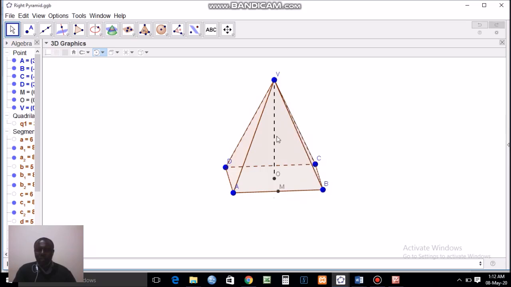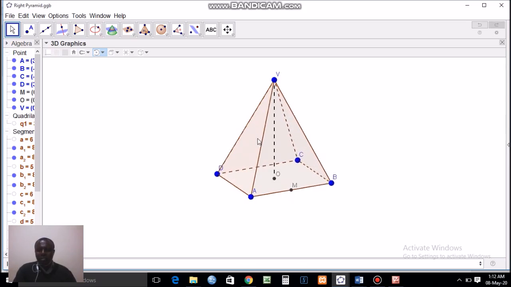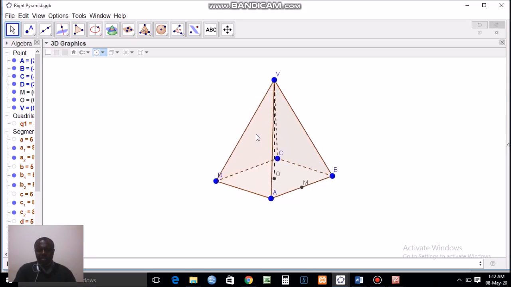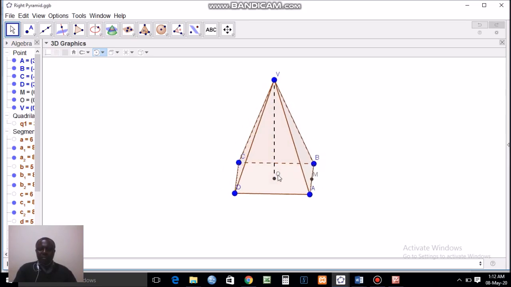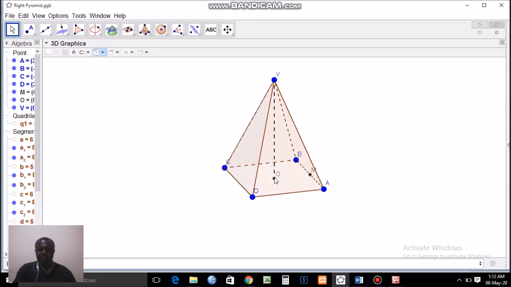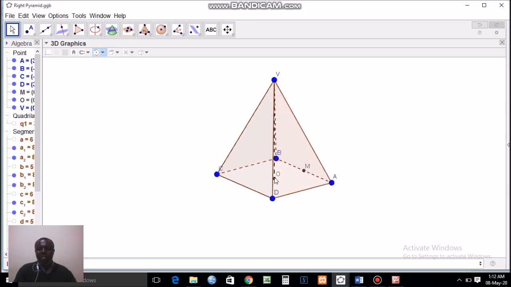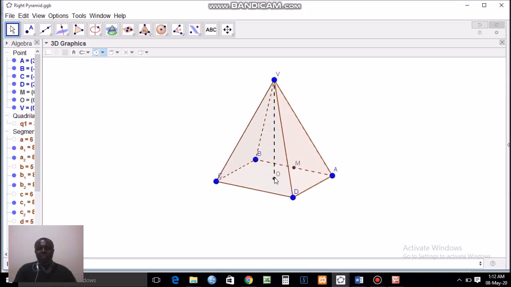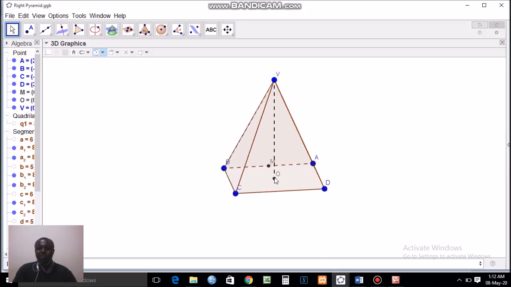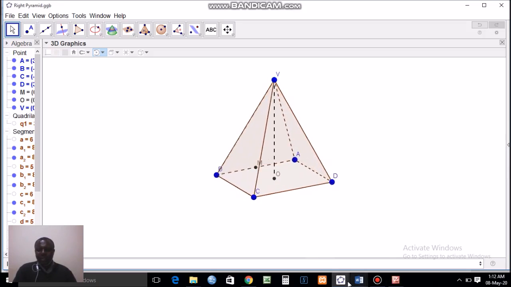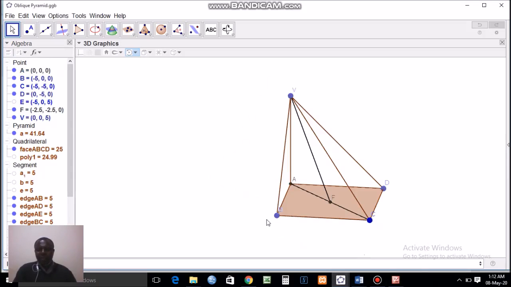The height of the pyramid is always within the pyramid, and it actually hits the base at O, where O is the center of the base. Most important, in a right pyramid, all the slanting edges are equal, and in an oblique pyramid like in this one here, the slanting edges are not equal.